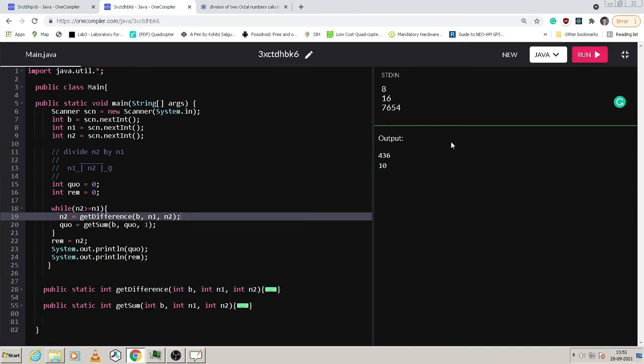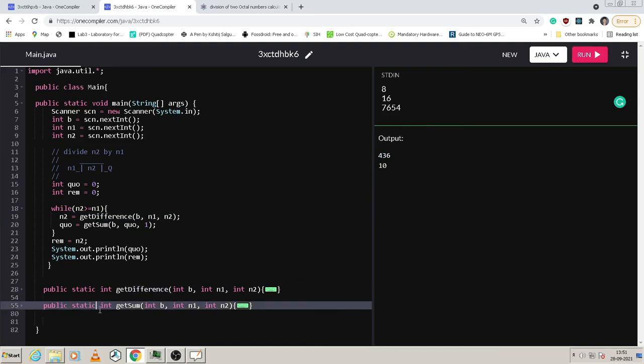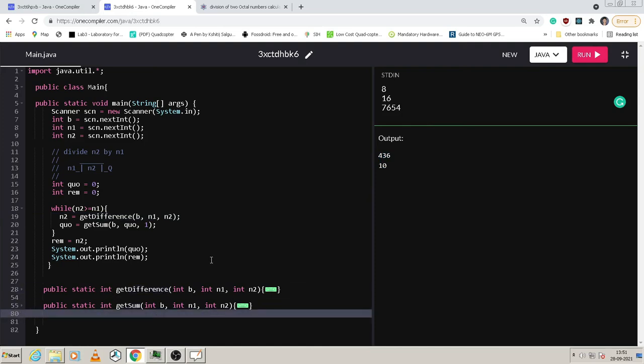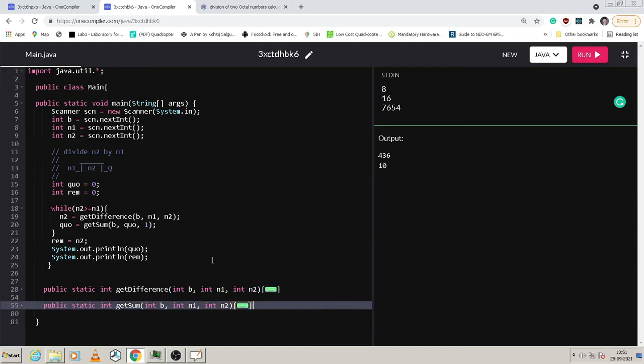But yes, it will work for any base and any input, because we have taken care of every corner case by using these functions, so that every calculation is done in base b itself, so it should be fine. I hope that you have got how I did it.